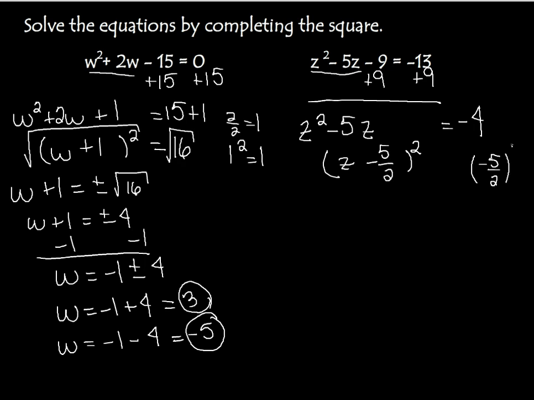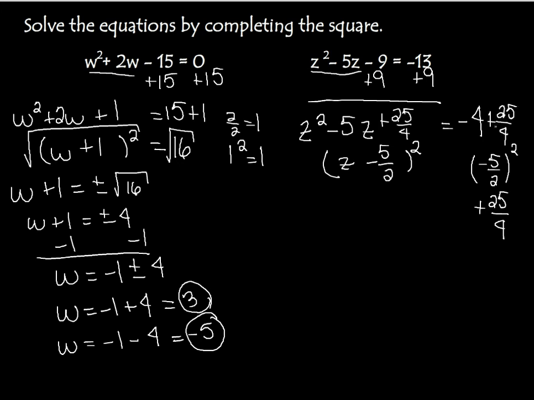So I'm going to square it. And when I square that, I'm going to get positive 25 fourths. And so that's what goes up here, plus 25 fourths. Now if I do it to one side of the equation, remember, I have to do it to the other side of the equation.